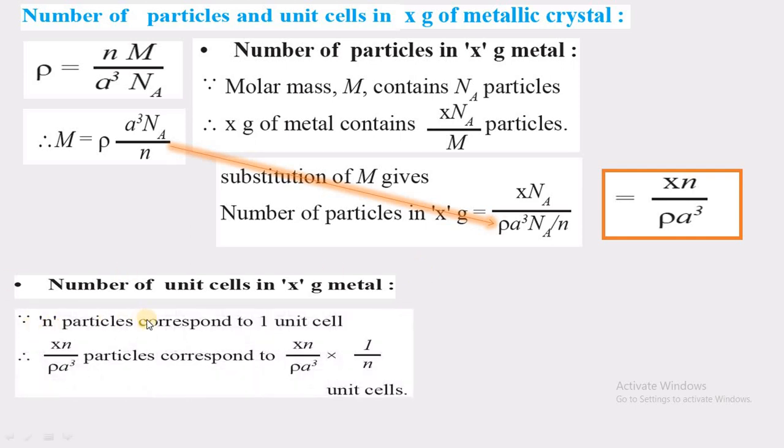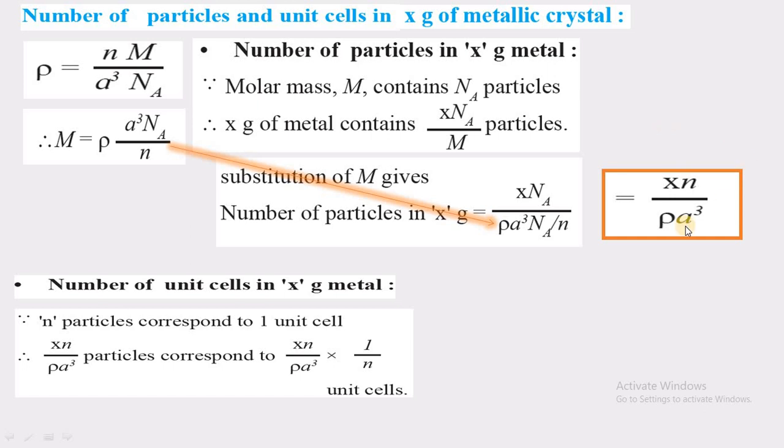Take this relation, n particles correspond to 1 unit cell. That means if 2 particles are present, it is a BCC. If 4 particles are present, it is the FCC. That means 1 unit cell corresponds to n particles. For BCC, 1 unit cell will have 2 particles, FCC will have 4 particles, simple cubic will have 1 particle. That means n particles correspond to 1 unit cell.